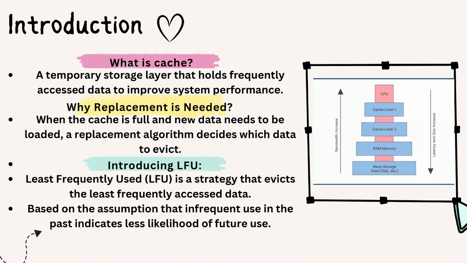Introduction. What is cache? A temporary storage layer that holds frequently accessed data to improve system performance, while replacement is needed, because when the cache is full, the new data needs to be loaded. A replacement algorithm decides which data to evict. Introduction to LFU. LFU is a strategy that evicts the least frequently accessed data, based on the assumption that infrequent use in the past indicates less likelihood of future use.